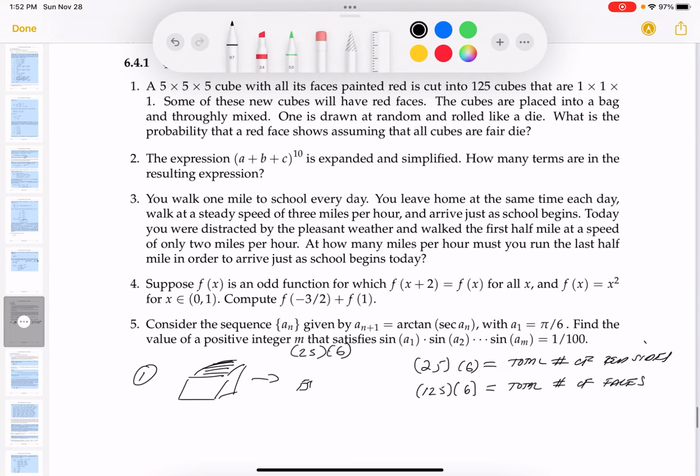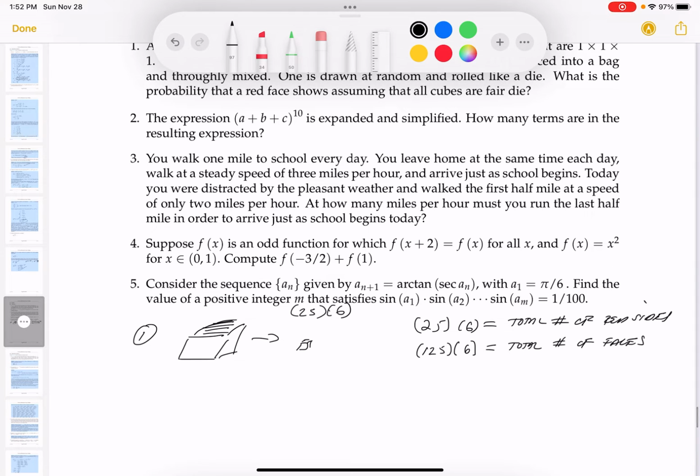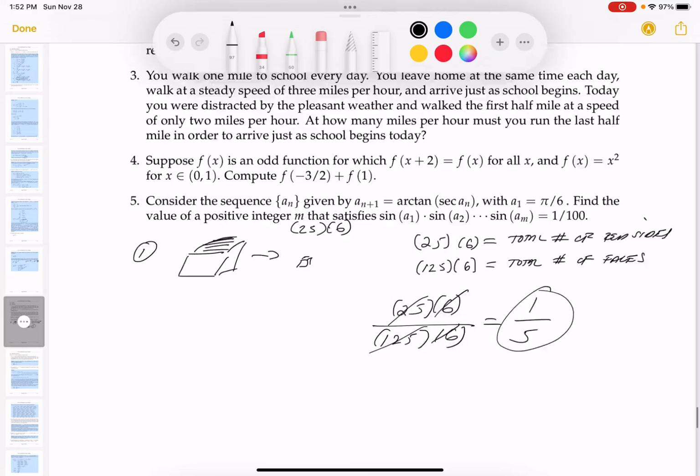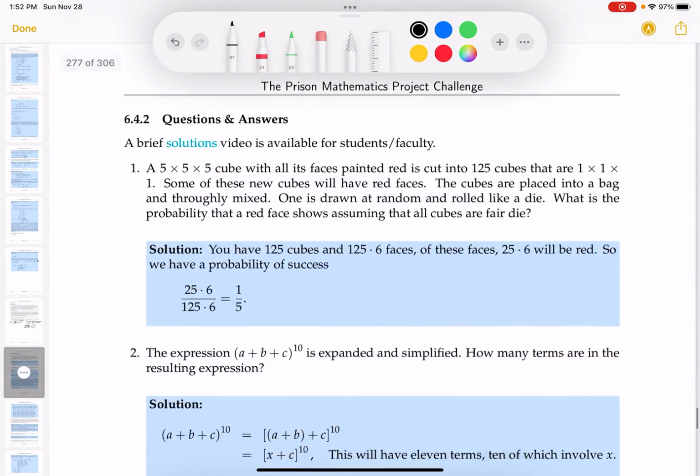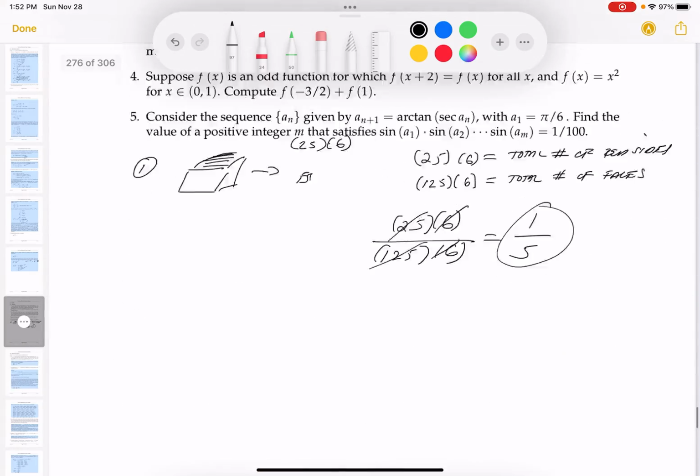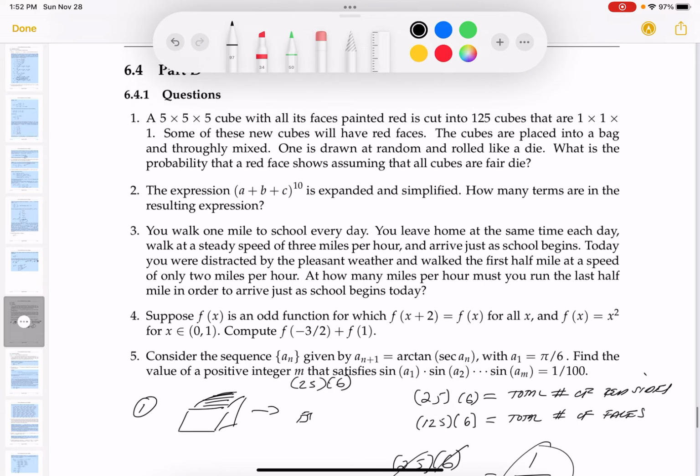And the question again is, what is the probability that a red face is showing? So a success would be 25 times 6. That's the total of successes. And the total number of outcomes is 125 times 6. The 6s would cancel. 125 goes into 125 five times. So the chance is 1/5. Yeah, 1/5. All right, let's go for another low-hanging piece of fruit.